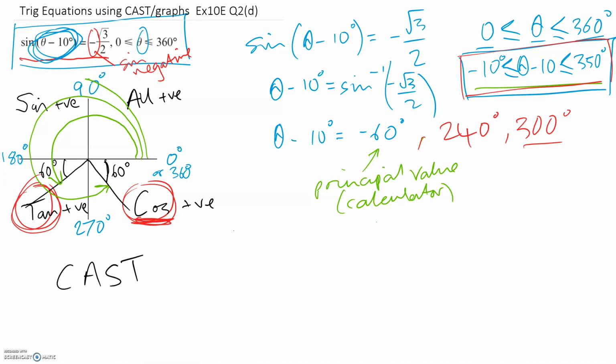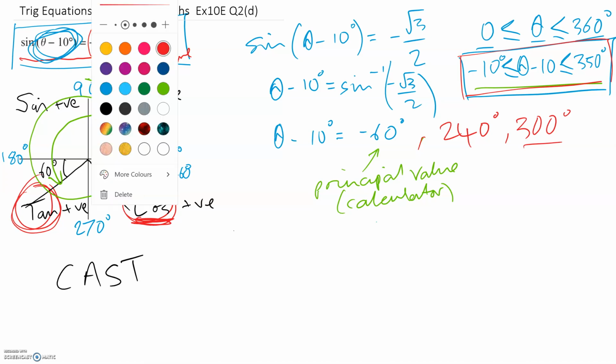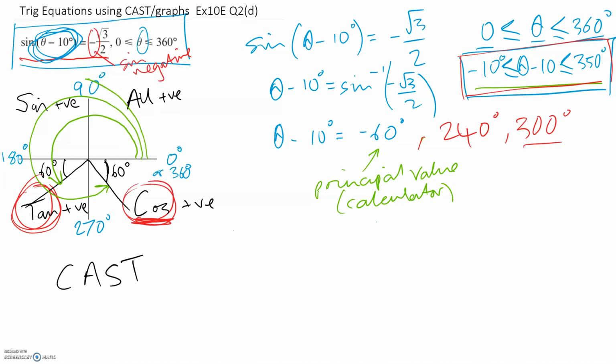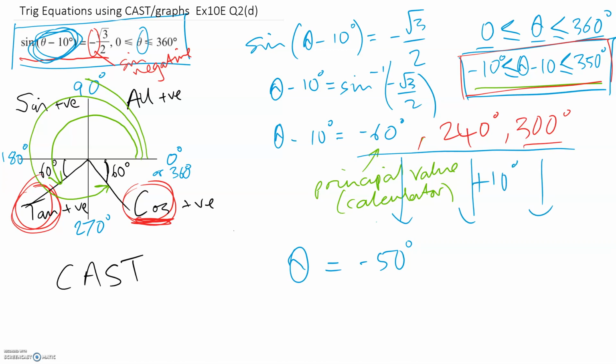Only now, right at the very, very end, do you add 10. These are all the values for theta minus 10, so we're adding 10 to all of these. Theta is going to equal minus 50, although that's not in our range, so we don't really care about that one. Don't leave that in your final answers. If we add 10 to 240, we'll get 250 degrees, and add 10 to 300, we get 310 degrees. So those are our two answers.